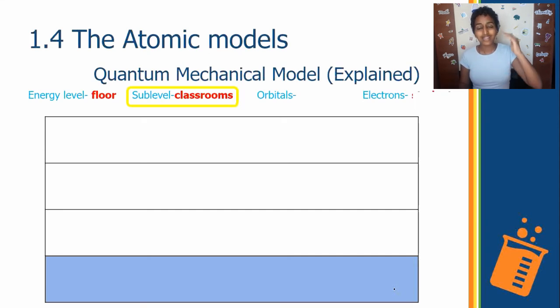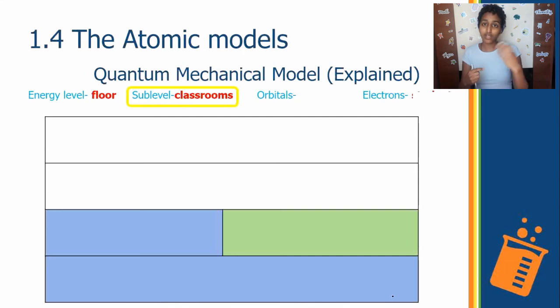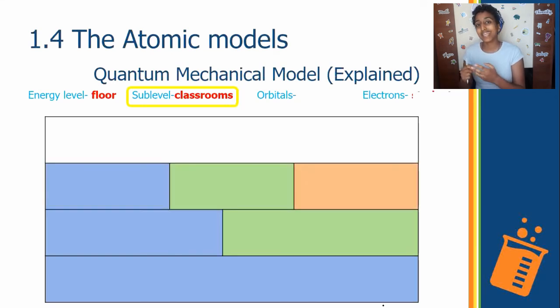In the bottom floor, let's say we have 1 classroom. This 1 classroom, labeled in blue, let this be the sublevel S, for the sake of an analogy. So the bottom floor, the first level, has only 1 classroom. The second floor has 2 classrooms, a blue and a green classroom, or S and P classroom. The third floor has 3 classrooms, S, P, and D, or the blue, green, and red classrooms.